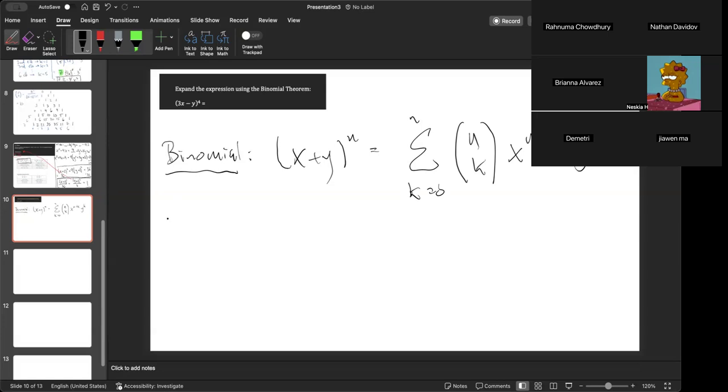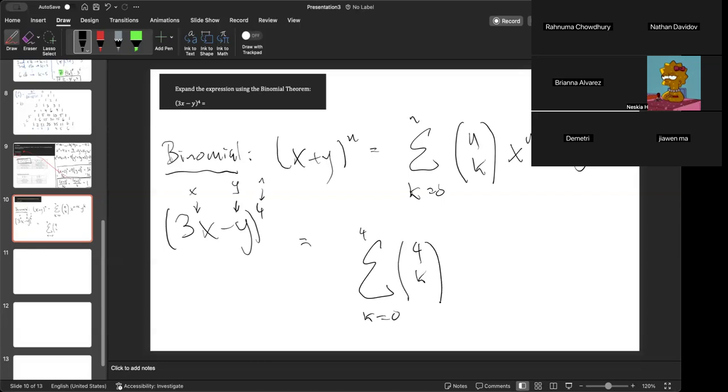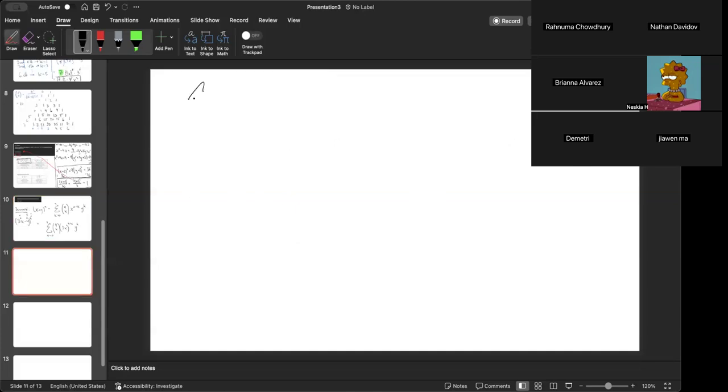All right. So since I want to do (3x minus y) to the fourth, my n is 4. My y is minus y, and my x is 3x. So that's going to be the sum from k equals 0 to 4 of 4 choose k, 3x to the 4 minus k, y to the k, right? Now let me do this out. Let me do it on a different slide here. I'm going to rewrite it.